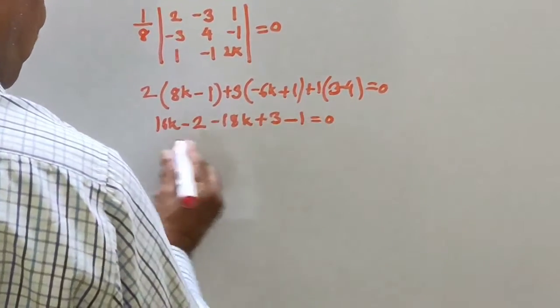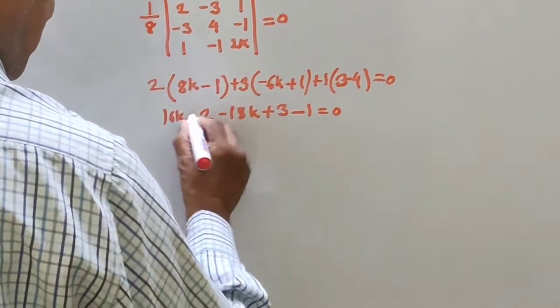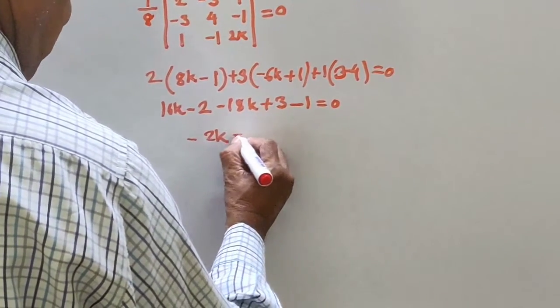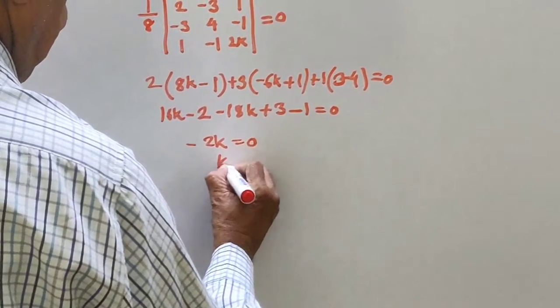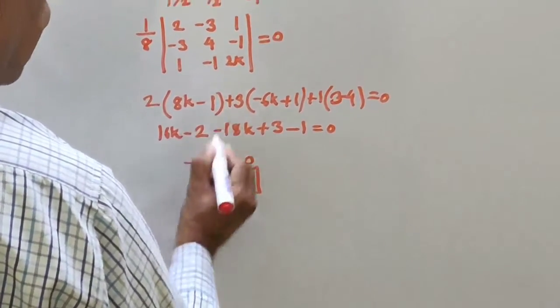Okay. Now 16 minus 18, that is equal to minus 2k. 3 3 3 means 0 will come here. 2k is equal to 0, therefore the value of k is 0. Okay, this is the required answer for the given problem.